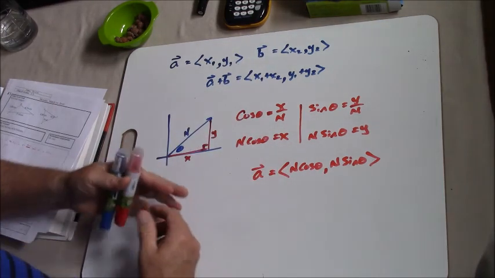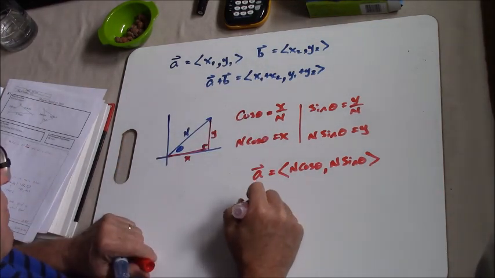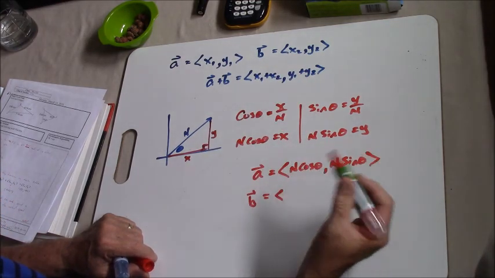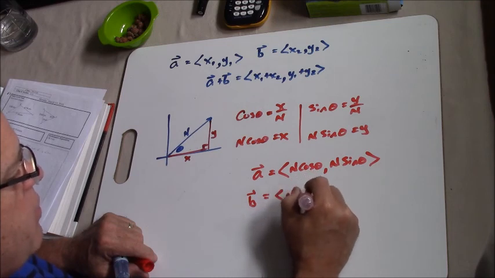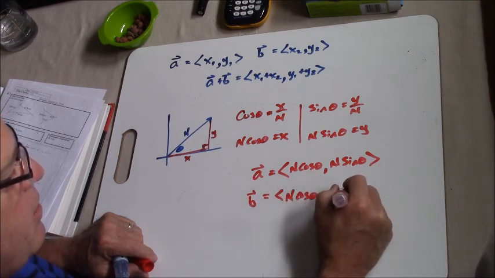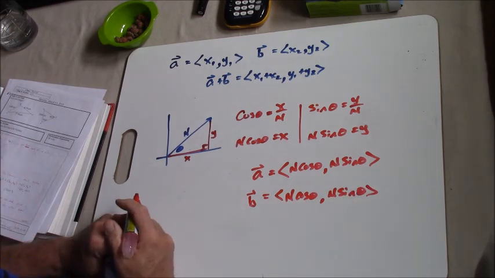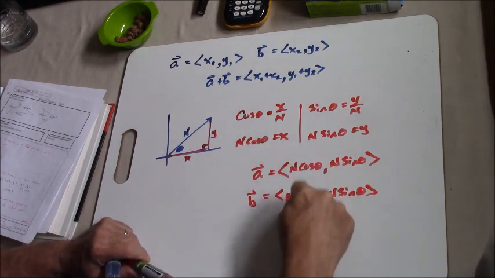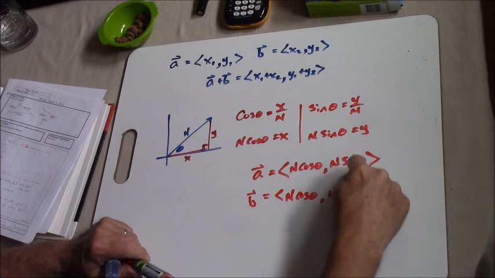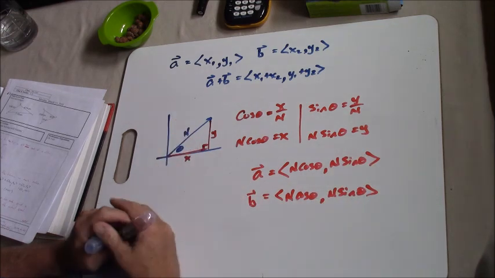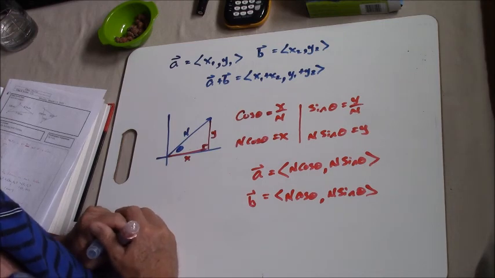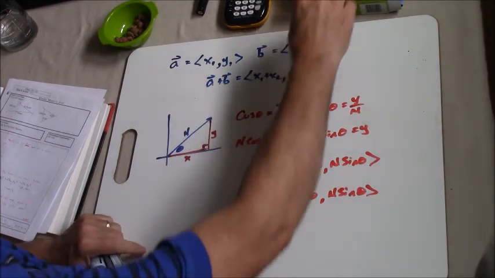If I want to know coordinates for vector b, I would just say the same thing. Vector b equals whatever the speed, whatever, n cosine theta, n sine theta. And if I'm adding vectors together, really I just have to add these two things together and these two things together, and I've got what I'm looking for. Okay, let's do a practice problem, because I think once we do the practice problem, this will make a little more sense.